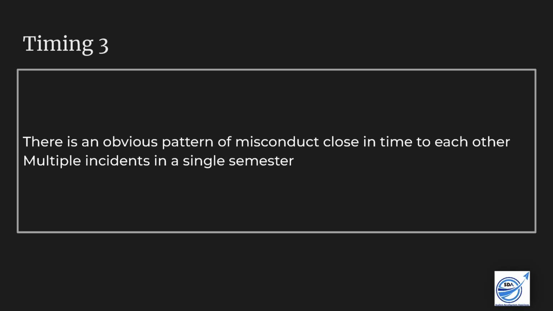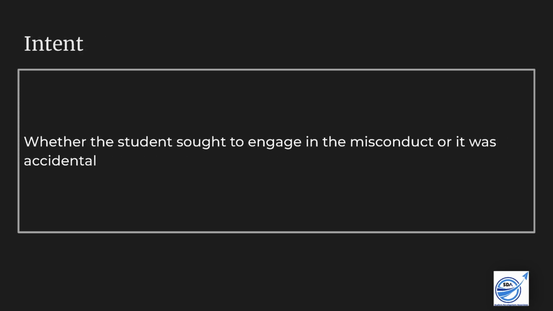With timing 3, we have an obvious pattern of misconduct close in time to each other. Multiple incidents have occurred in a single semester. We see an ongoing, consistent pattern of misconduct from this student. The next domain, intent. Intent is whether the student sought to engage in the misconduct or if it was accidental. This is similar to severity, however, we need to keep intent in mind as we design our sanctions, therefore it's its own separate domain.